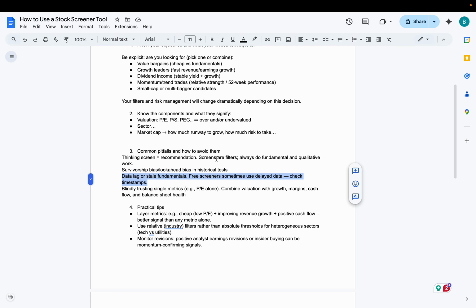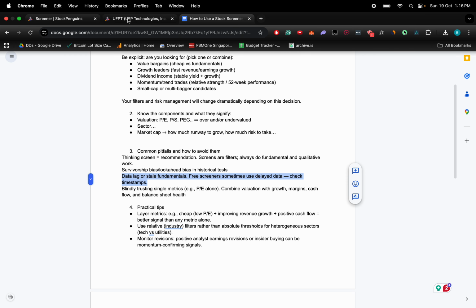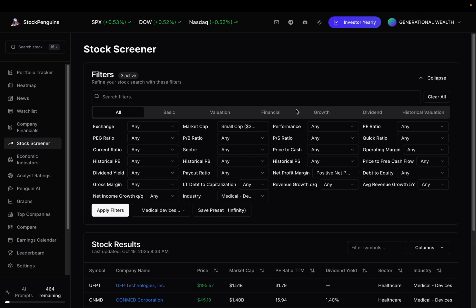Free screeners sometimes use delayed data. So this might be the case because companies only report their earnings once every quarter, and all of this screening criteria is largely based on the quarterly reports provided in their financial statements.